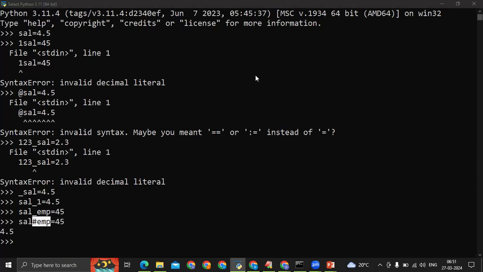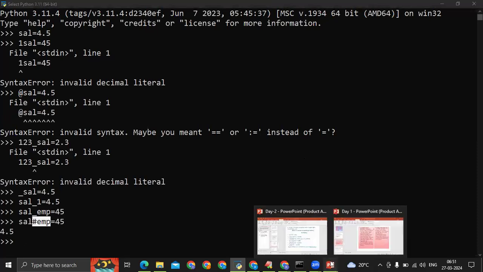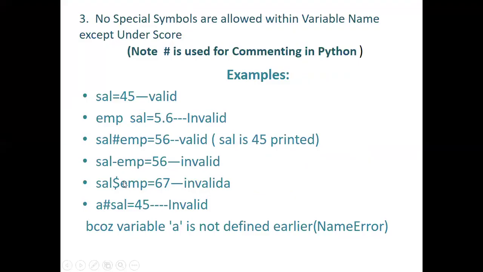Now, it is always recommended to use user-friendly messages. A#sal = 45 is invalid because A is not defined earlier.